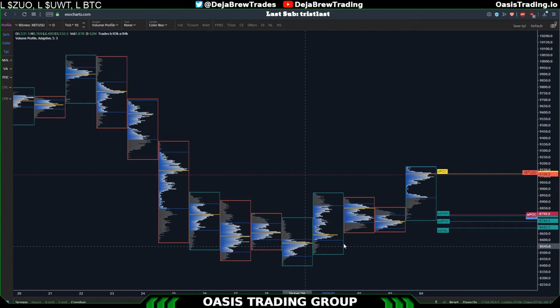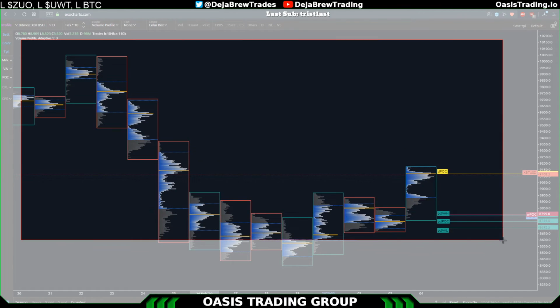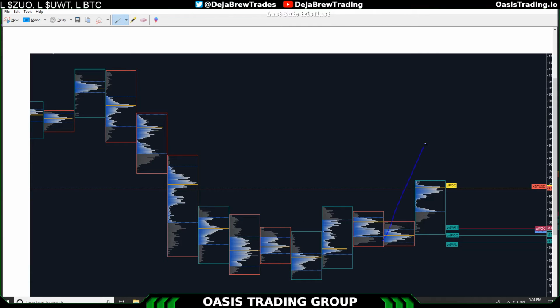Let's for a second pretend that price is going up and then coming back down, so price is coming up, going back down, and retesting this value range. This is going to be massive support. And where most of the support is going to be is at these POCs. You see all these POCs?